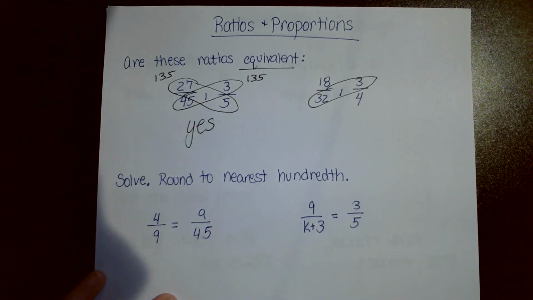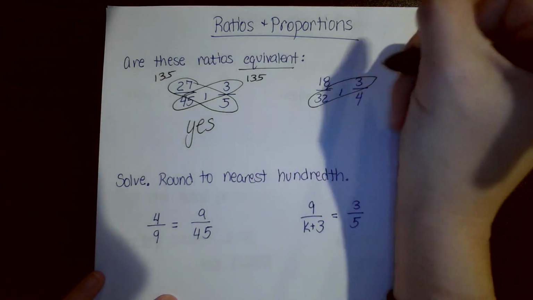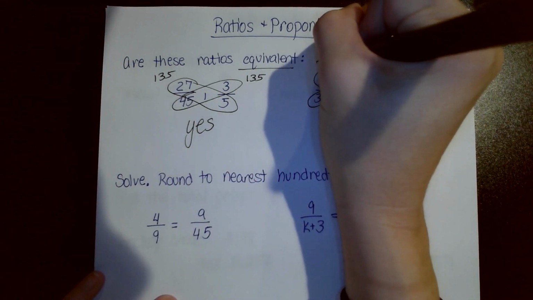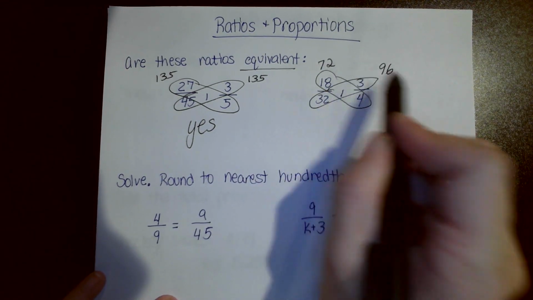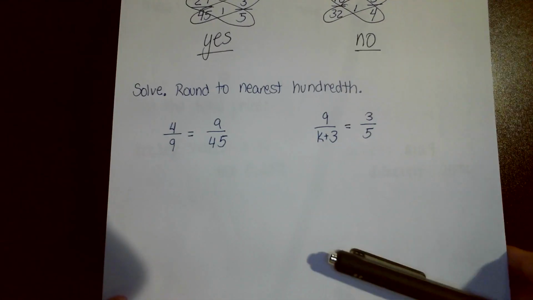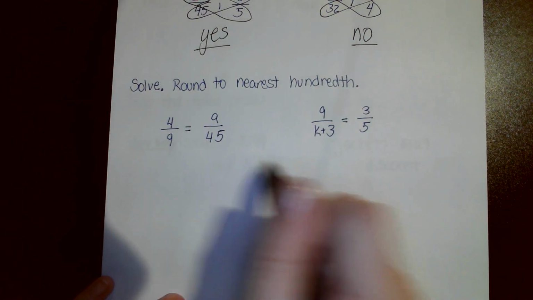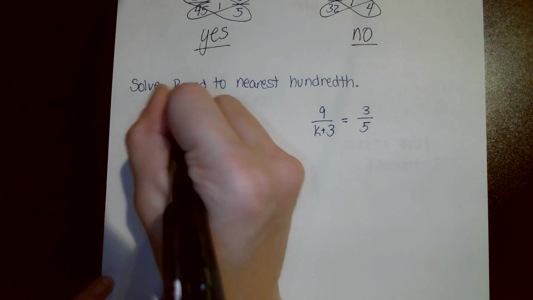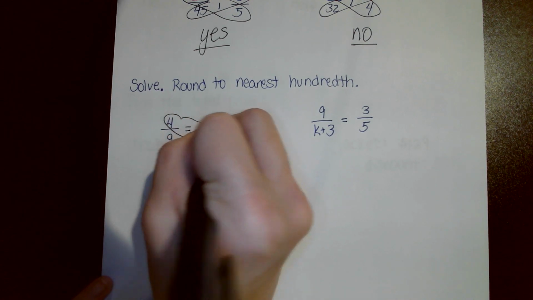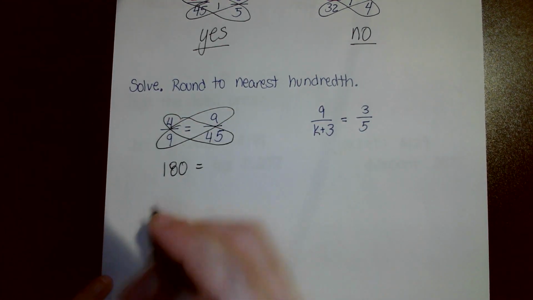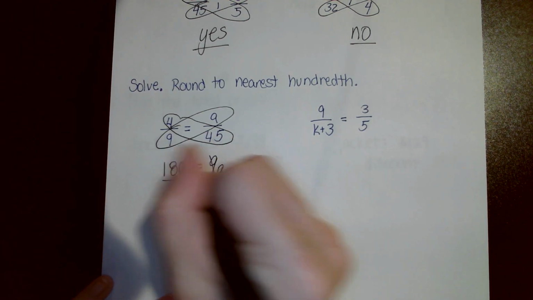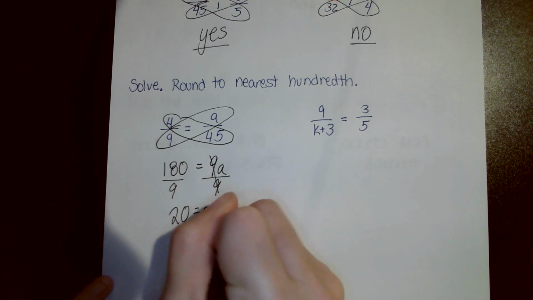Here we have 32 times 3. That gives us 96. And 18 times 4, 72. All right, so see how these now have different cross products? So these are not equivalent. If we're solving a ratio, we are going to cross multiply as well. So this is going to be 4 times 45, 180, equals 9 times a, 9a. Divide by 9. 180 divided by 9 is 20.